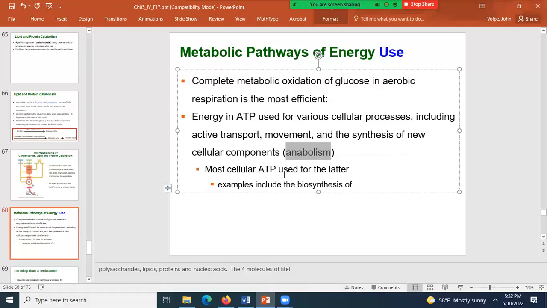Most cellular ATP, at least in our cells, is used for the latter, to make larger molecules, such as the biosynthesis of protein, or the biosynthesis of lipids, polysaccharides, and nucleic acids, for all of the 4 molecules of life.